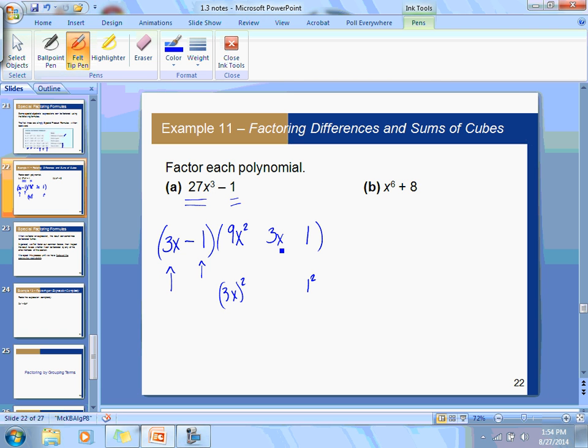And then I just have to fill in my signs. And if it's subtraction here, I'm going to have plus plus in my other parentheses. And you're done.